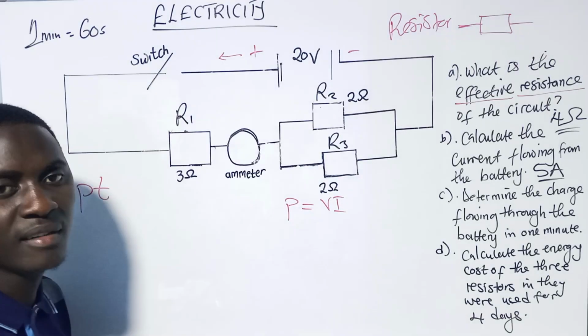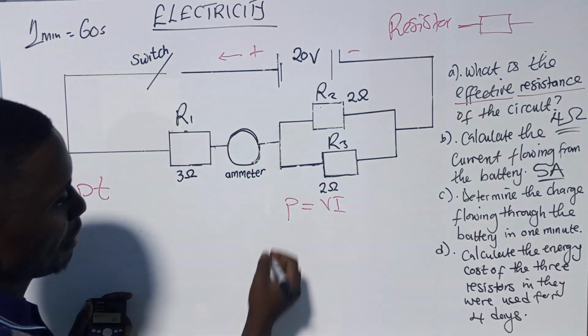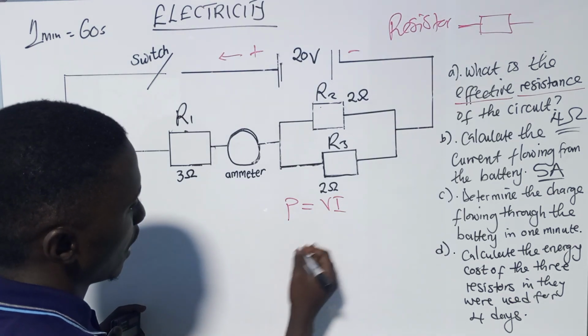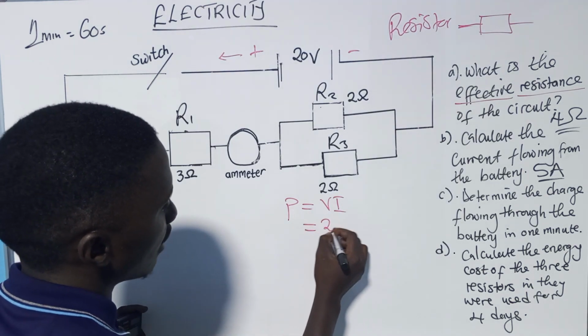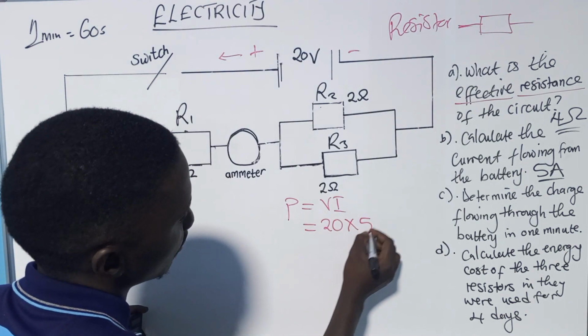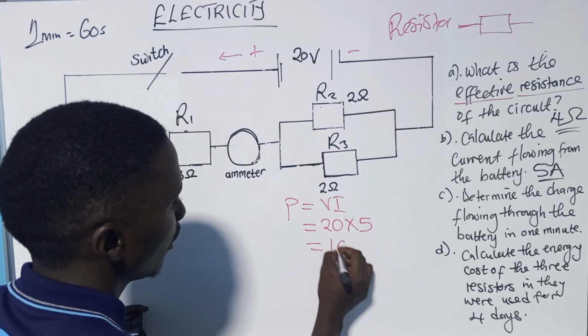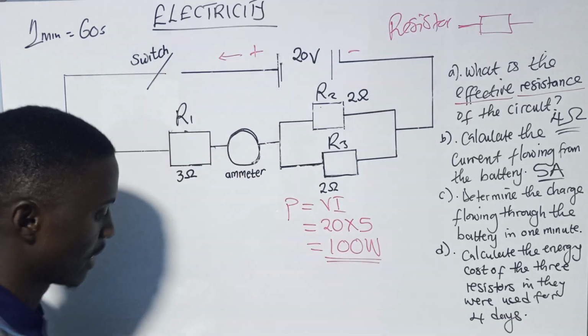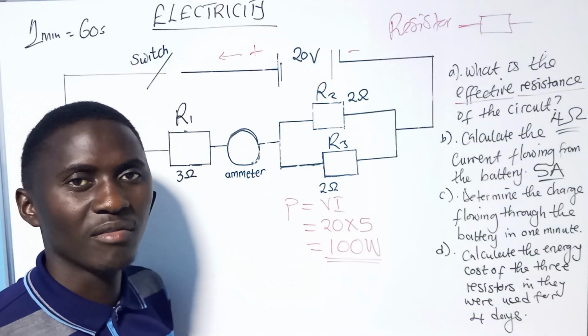Power is the ability to do work, and the power is given by the formula V times I. So our voltage we have 20, our current we have 5. We are going to get 100 watts. Power is always given in watts.